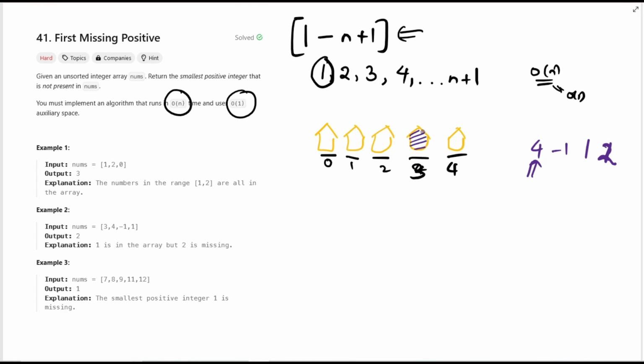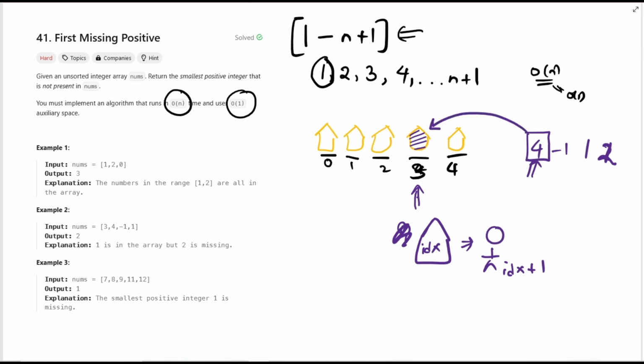It marks this house. What does that tell us? It tells us that this house or this index is claimed, or somebody is living in this house, right? So this is our house with an index. Now who can live in this house? A person having a value of index plus 1, right? So I'm saying that 4, which is there, actually claimed this house, or started living in this house.